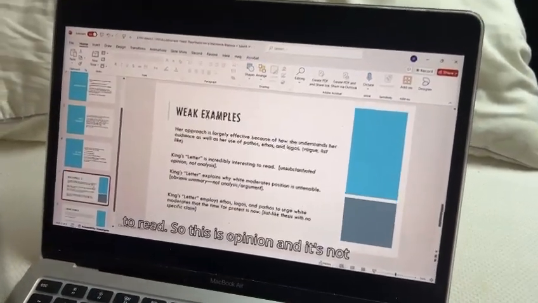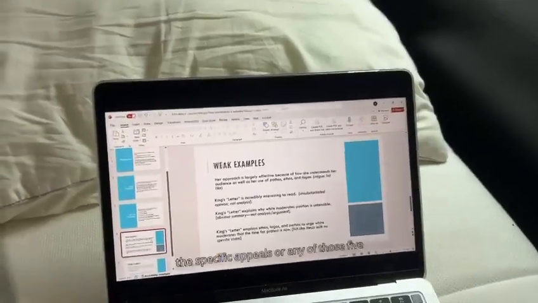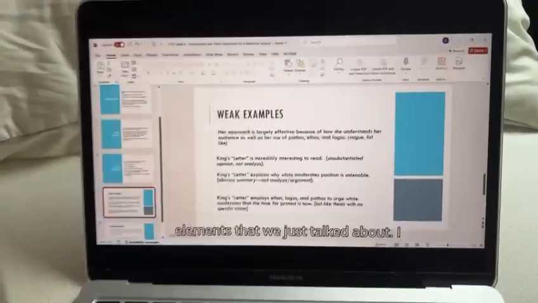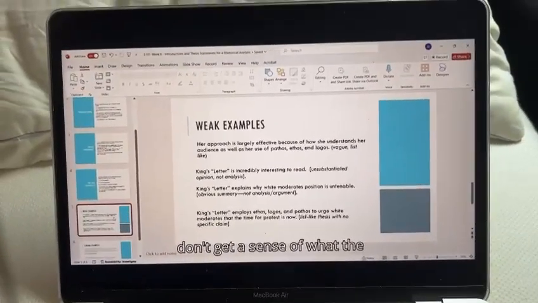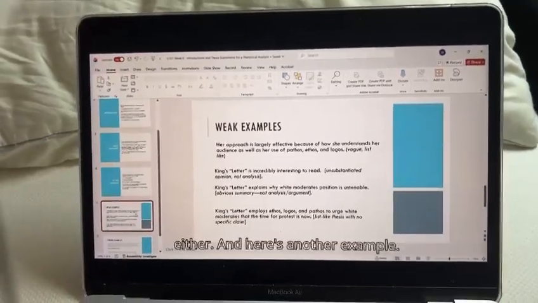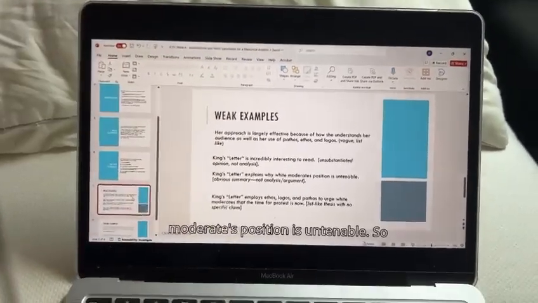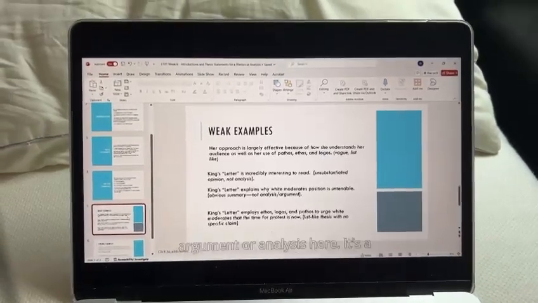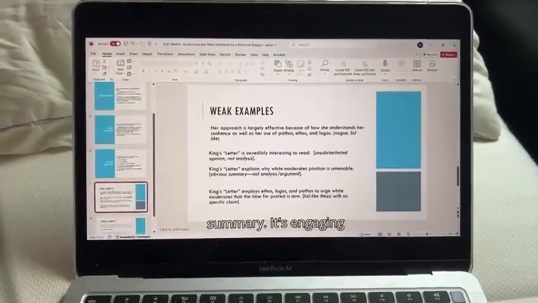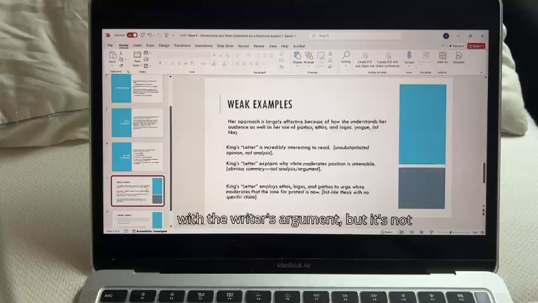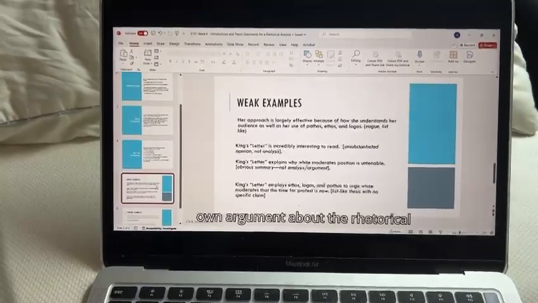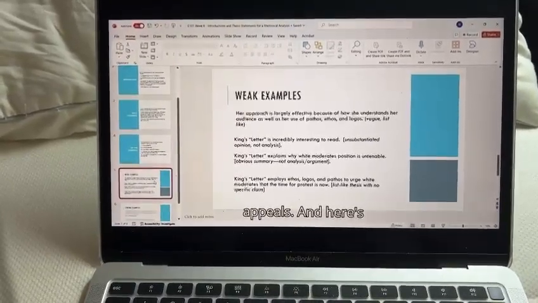Another example, King's letter is incredibly interesting to read. So this is opinion and it's not analysis. It might indeed be interesting, but here it doesn't talk about the specific appeals or any of those 5 elements that we just talked about. I don't get a sense of what the argument is, so there's no argument either. And here's another example. King's letter explains why white moderates' position is untenable. So again, there's no real argument or analysis here. It's a summary. It's engaging with the writer's argument, but the student isn't making their own argument about the rhetorical appeals.